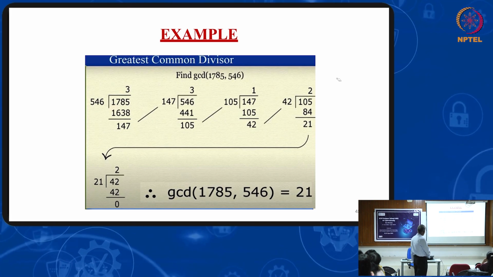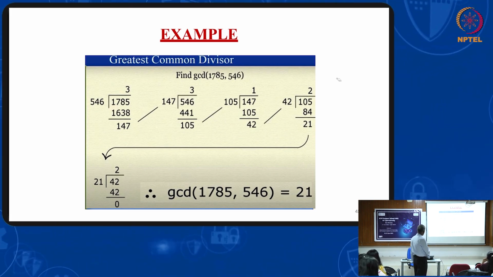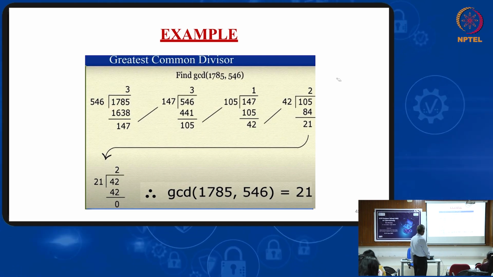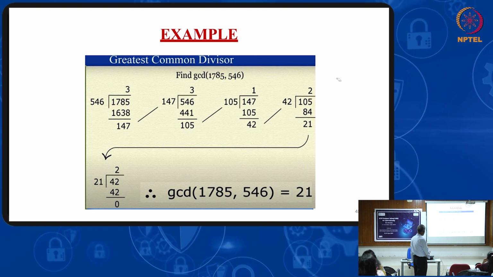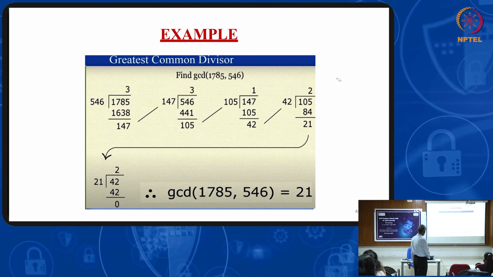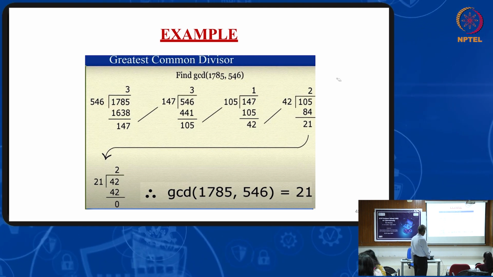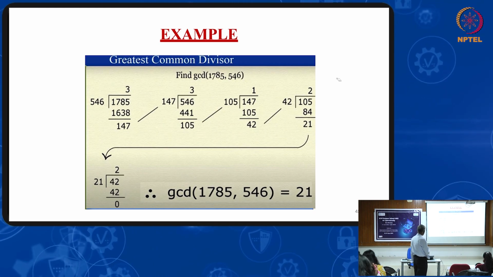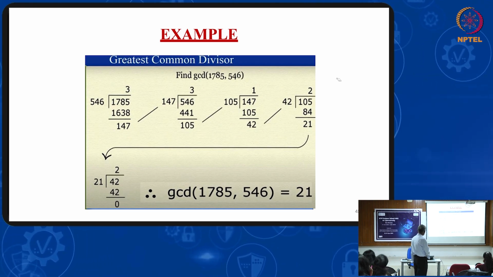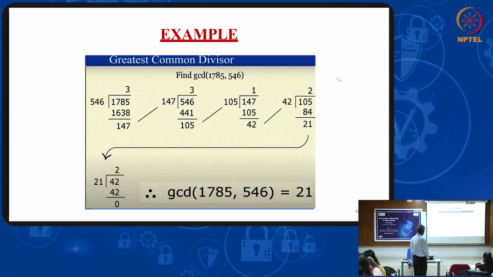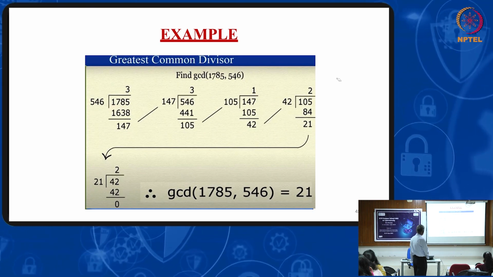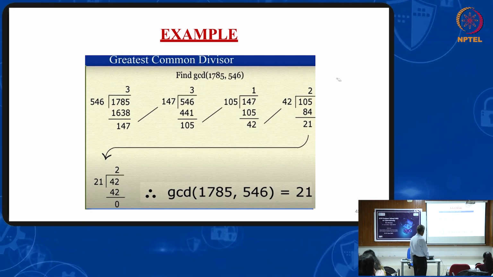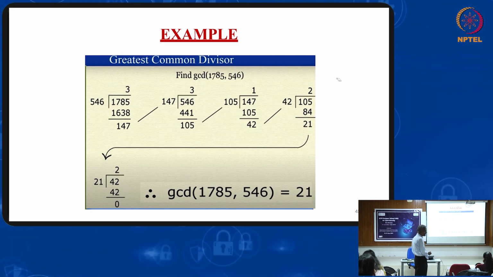Now 105 becomes the divisor, 147 becomes the dividend. Divide again, you get remainder 42. 42 becomes the divisor, 105 becomes the dividend. Divide, you get 21. Now 21 becomes the divisor, 42 becomes the dividend. Divide, you get 0. That means the last divisor is the greatest common divisor. The last divisor is 21.